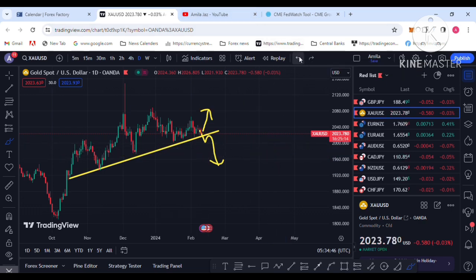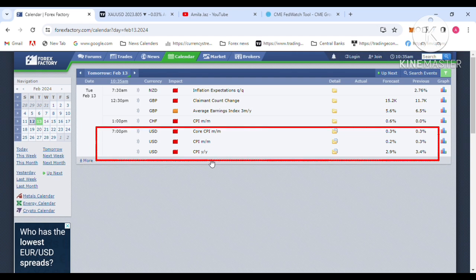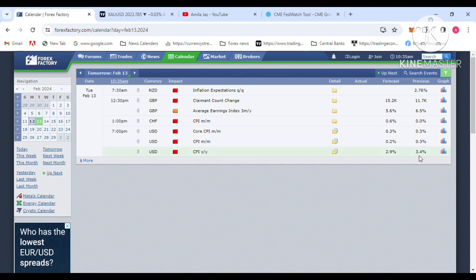Now I am going to analyze with the US inflation report. I am on Forex Factory. On 13th February, the USA CPI yearly report is released. You can see 3.4% is the current CPI rate, and the Fed, the American central bank, expects a drop to 2.9%.